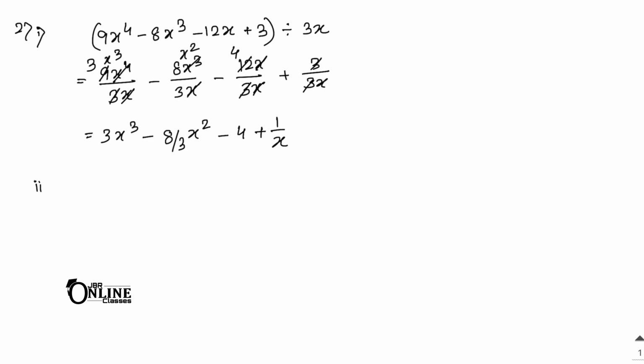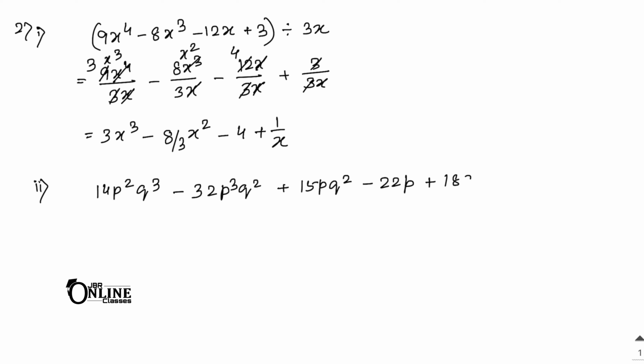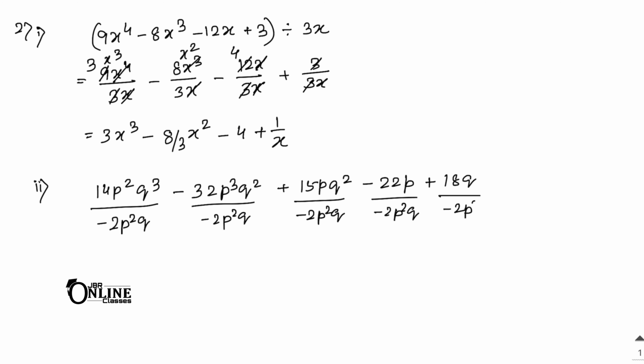Next, number 22. In number 22, you have 14p square q cube, then minus 32p cube q square, then 15p q square, then minus 22p plus 18q. And you have to divide this by minus 2p square q cube. So it will be minus 2p square q cube under each term, the next one, then again, and the last one also minus 2p square q cube.